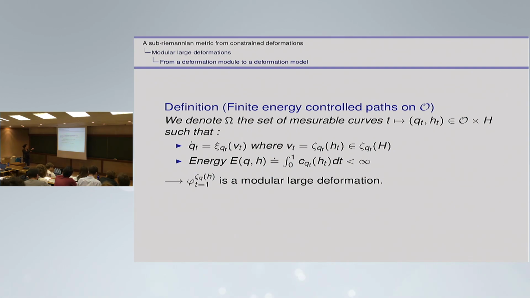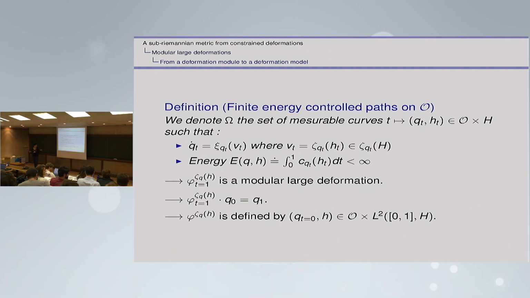You can integrate the flow of this trajectory of vector field, and you obtain what I will call a modular large deformation. So the diffeomorphism that you obtain is a modular large deformation. Besides, you can show that at each time, the value of the geometrical descriptor satisfying this equation is equal to the application of the diffeomorphism at this time to the initial geometrical descriptor. So you really move on your space of geometrical descriptor by applying the diffeomorphism that you built.